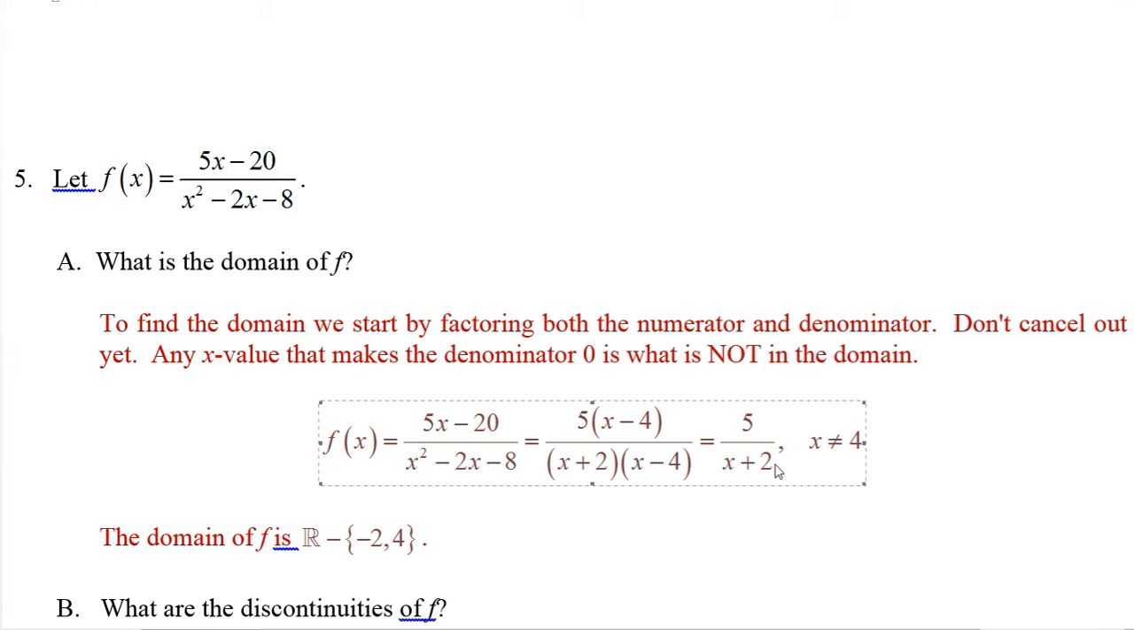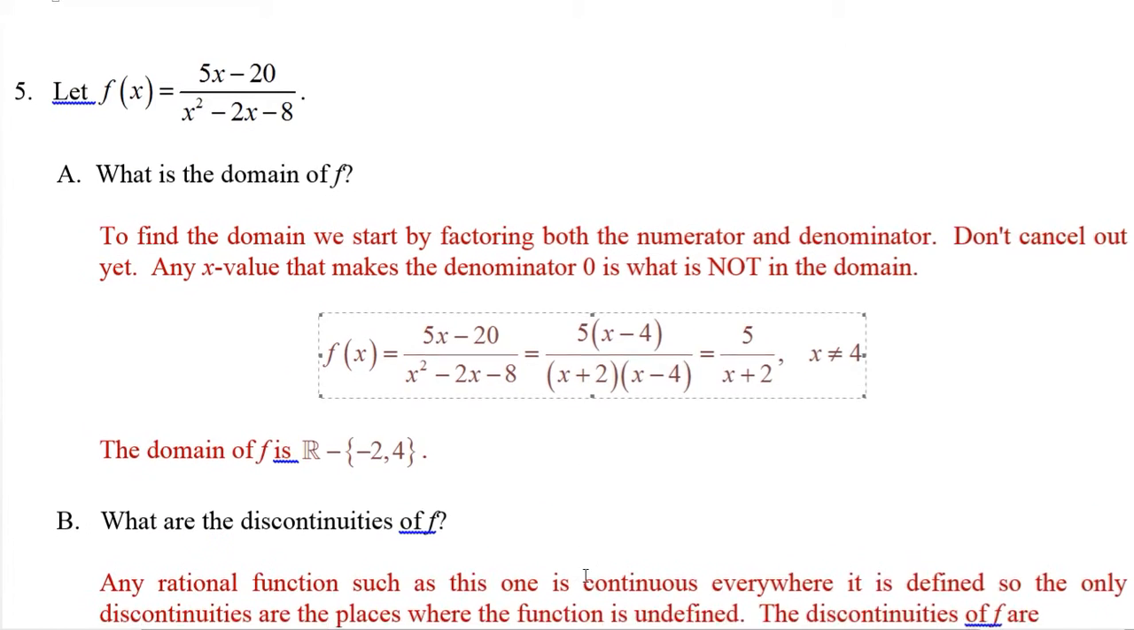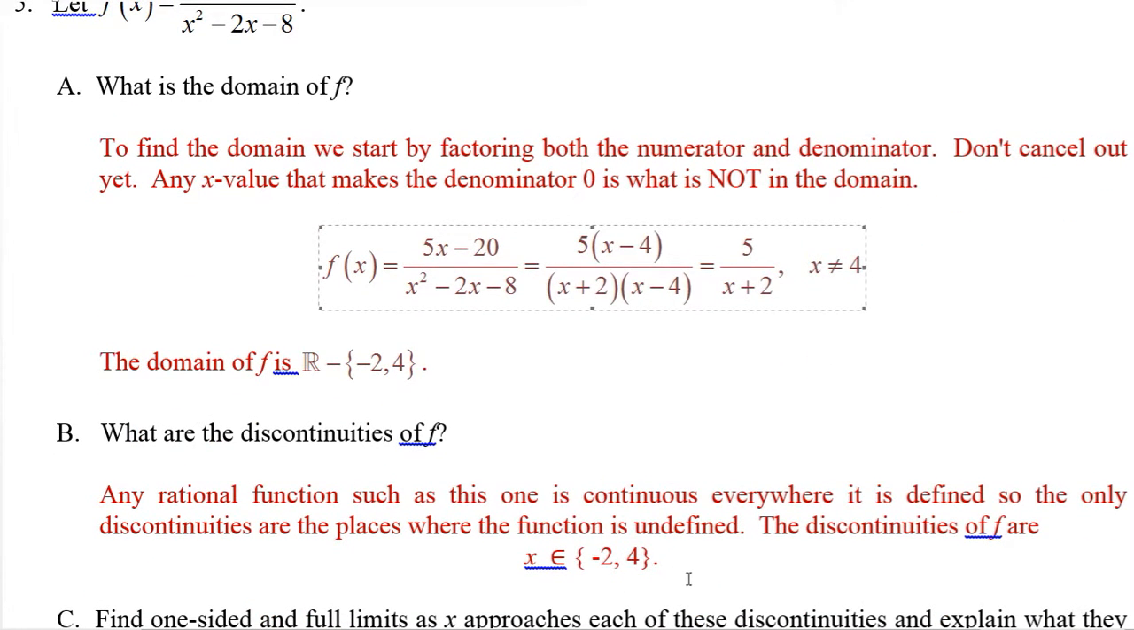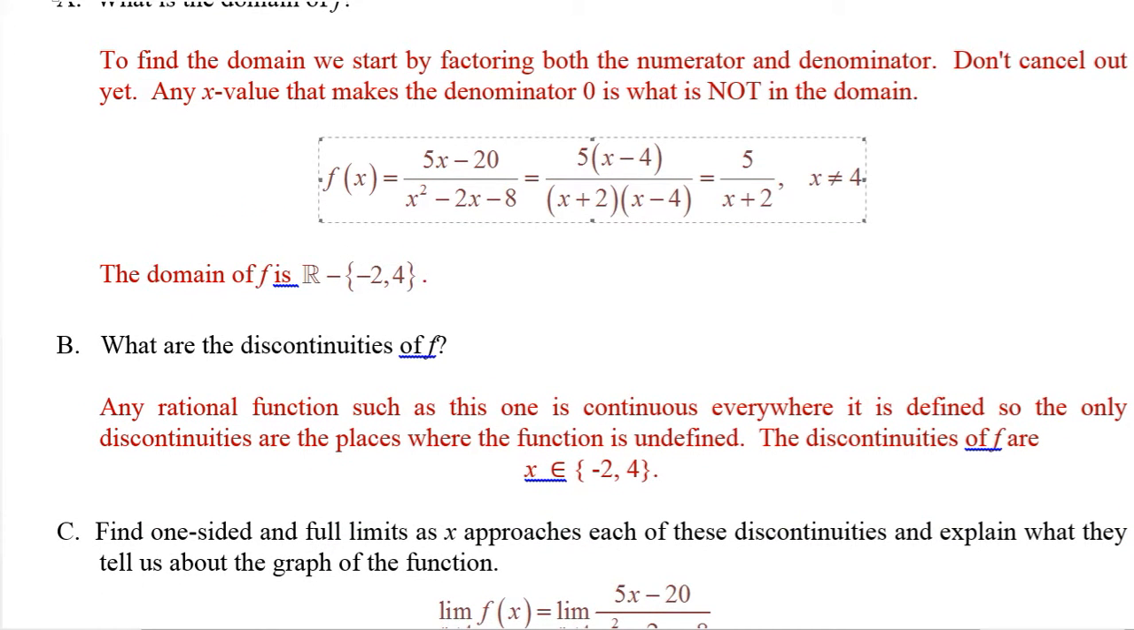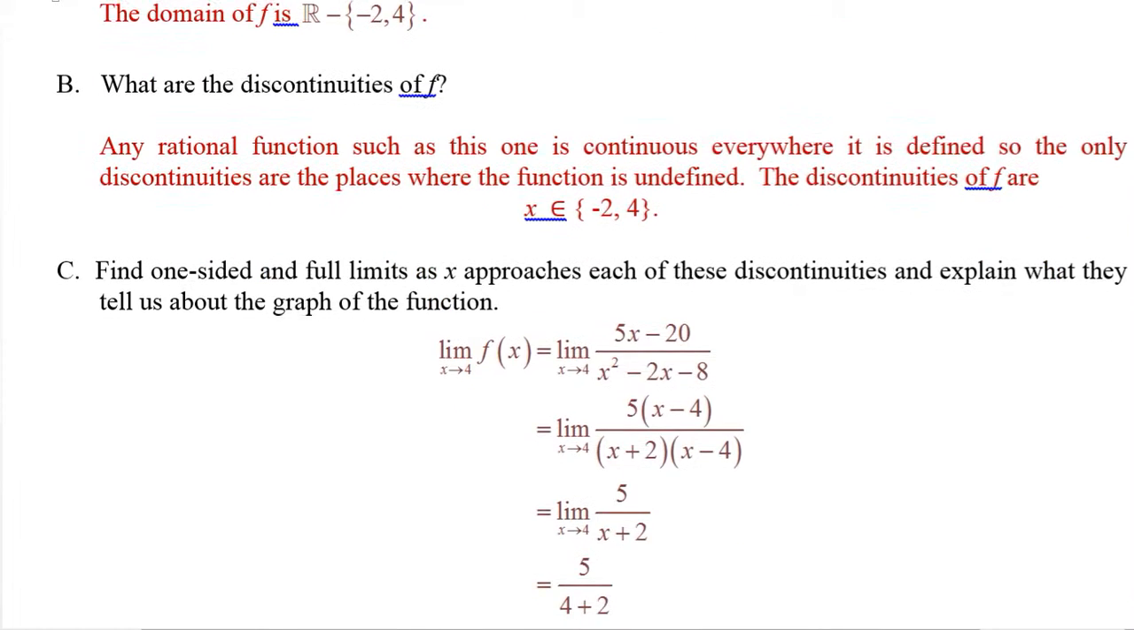So if it still makes the denominator 0 after you've reduced, that x value, negative 2 in this case, is a vertical asymptote. Whereas if that x value plugs into the reduced version and you get a y out, that y along with that x is the coordinates of the hole in the graph. So these x's here, negative 2 and 4, are the discontinuities. Now let's investigate limits as we go in there.